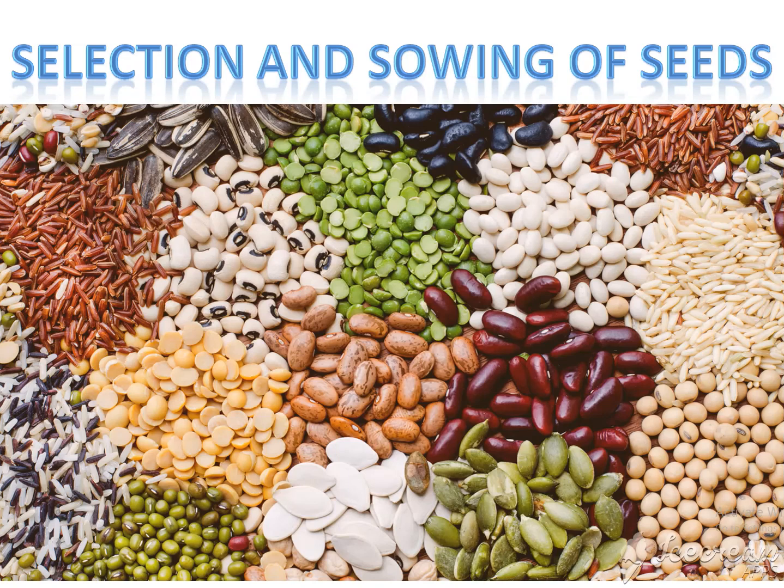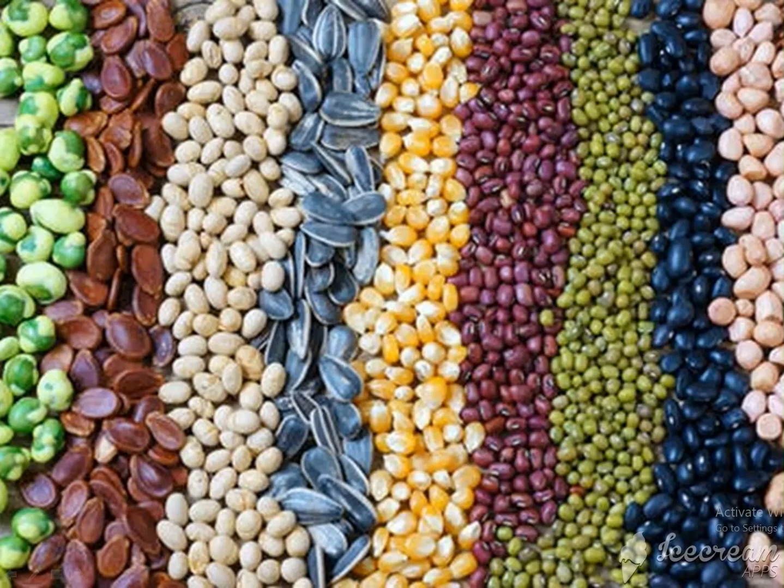Selection and sowing of seeds. To obtain a good crop, farmers have to select the right kind of seeds. The seeds used for cultivation are specially grown, and great care is taken to obtain healthy seeds of a desired variety. It is also ensured that the seeds are free from weeds and insects.